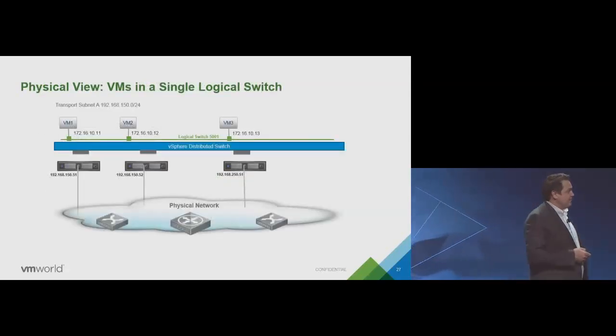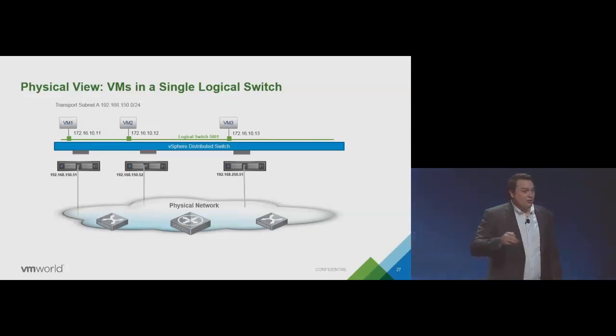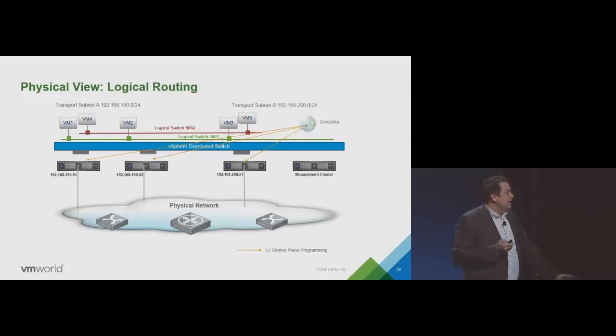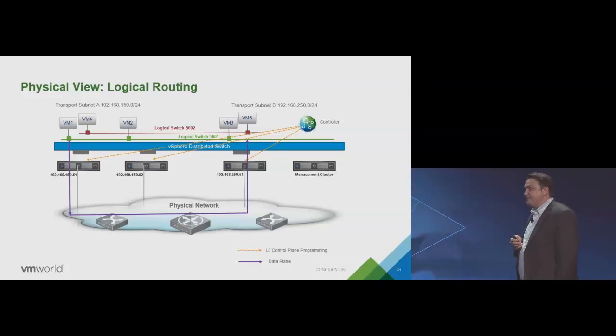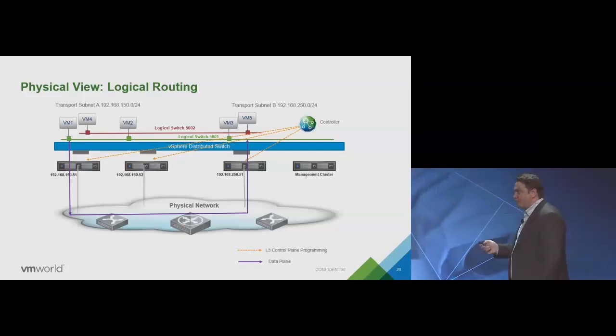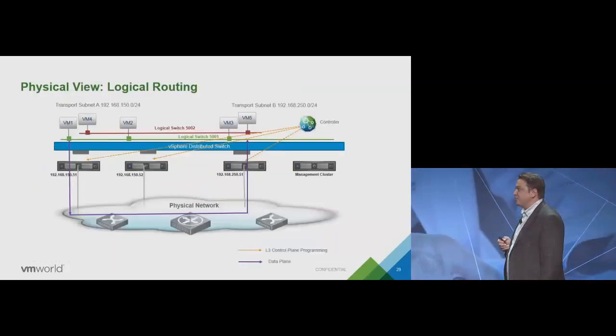So if we look at it as a physical view, again, the same thing holds true in distributed logical routing as it does in the switching world. So this is distributed across this infrastructure. So this is logical switching, and then we kind of overlay our logical routing. And our controllers are really that path to provide this information. I'll walk you through a packet walk in a second of how this works.